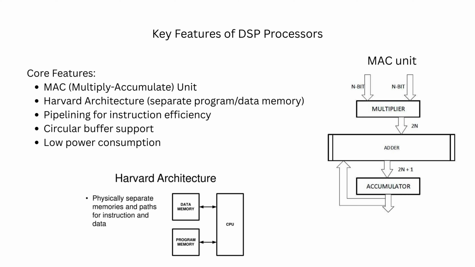Circular buffer support. Useful for implementing delay lines in filters without the overhead of manual indexing. Low power consumption. Many DSPs are designed with low power modes, making them ideal for portable and battery-operated devices. A quick question: what does the MAC unit help us achieve? Yes, it significantly speeds up operations that are central to DSP tasks.